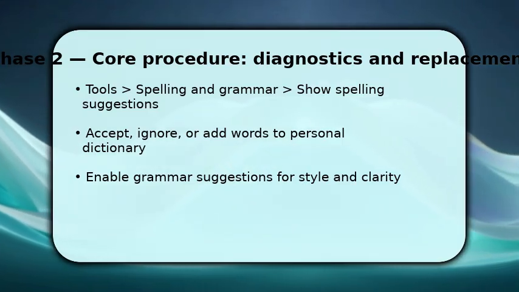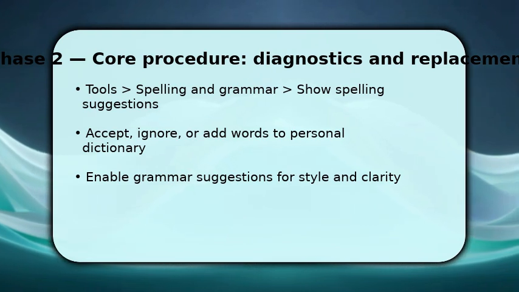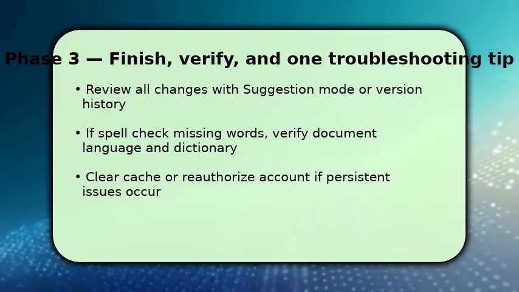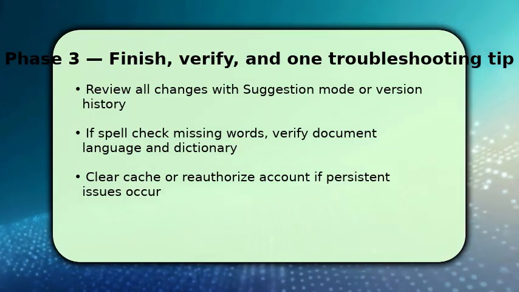These steps give you control over automated edits while preserving your intent, and finish by reviewing every accepted change. Use suggesting mode or version history to confirm edits and restore anything you don't want.